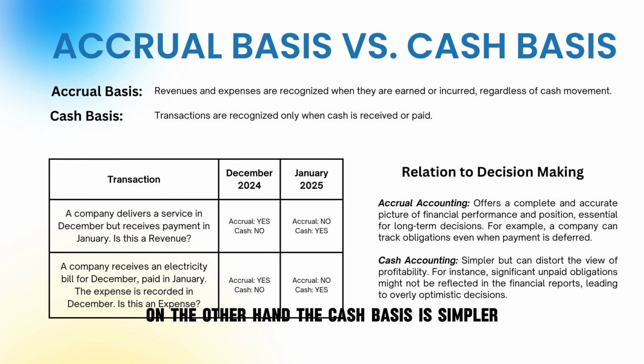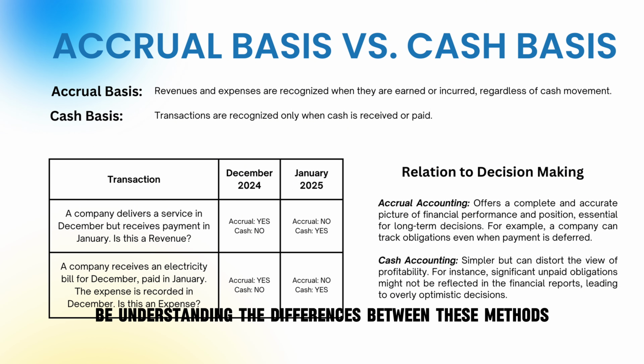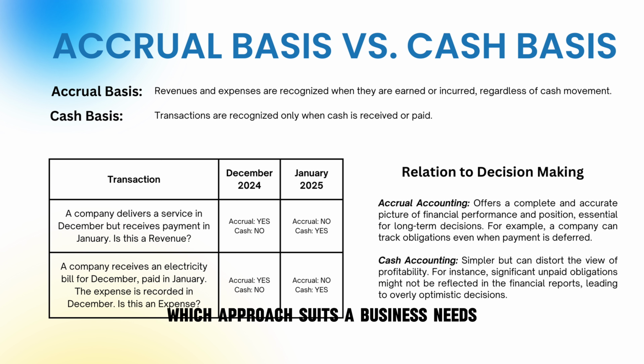On the other hand, the cash basis is simpler and might work for small businesses, but it can distort profitability. For instance, significant unpaid obligations might not be reflected in the reports, leading to an overly optimistic view of the company's financial health. By understanding the differences between these methods, you can better evaluate which approach suits a business's needs or analyze financial reports more effectively. Let's move on to the next topic to build on this foundation.